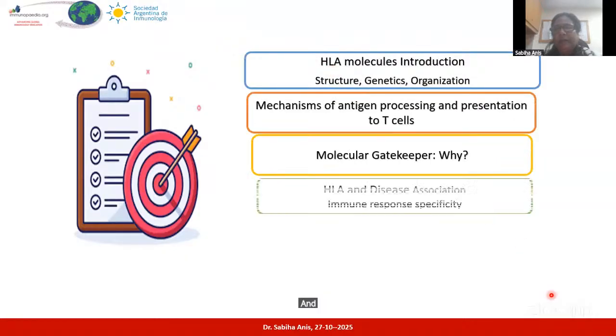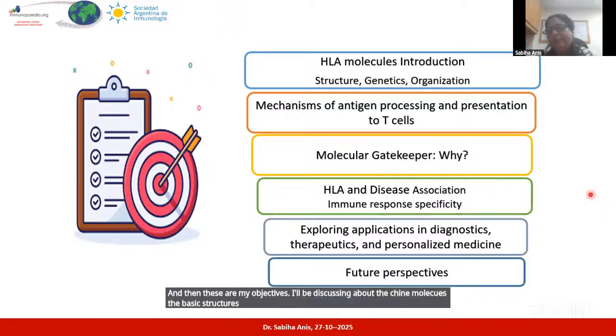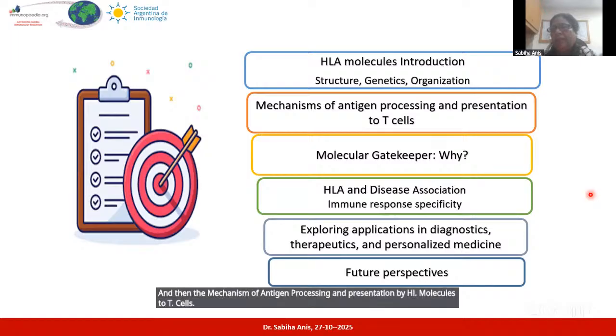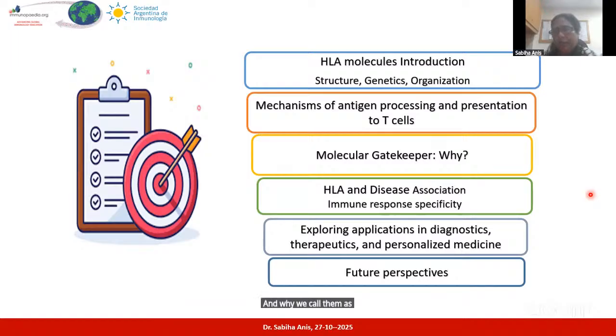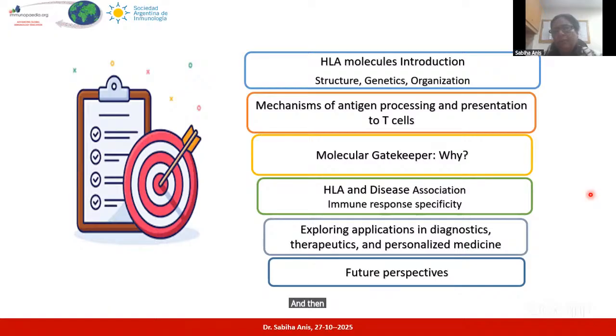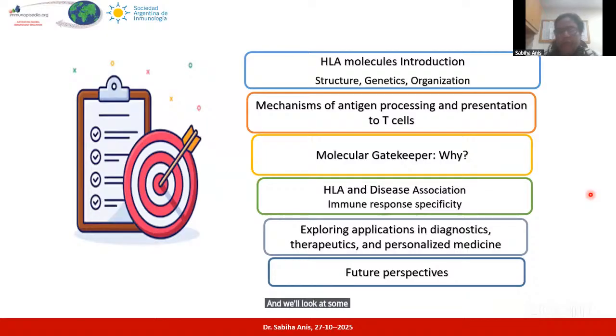And then these are my objectives. I'll be discussing the HLA molecules, their basic structures, the genetics, and the organization. And then the mechanism of antigen processing and presentation by HLA molecules to T cells, and why we call them a molecular gatekeeper, and what are the associations with other immunological diseases or other diseases. And then we'll explore some applications in the diagnostics, therapeutics, and personalized medicine. And we'll look at some future perspectives.